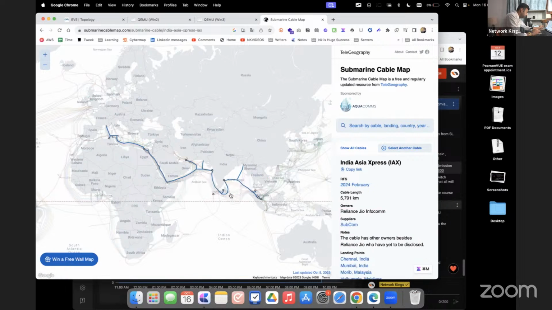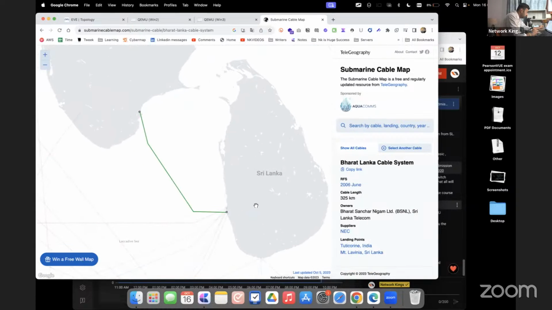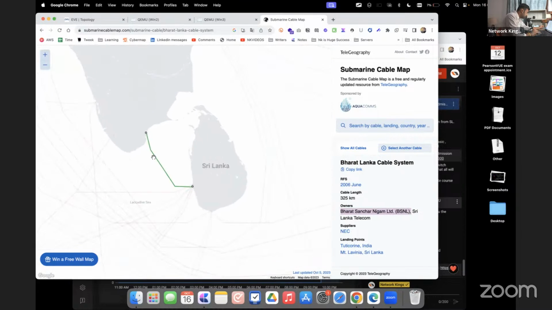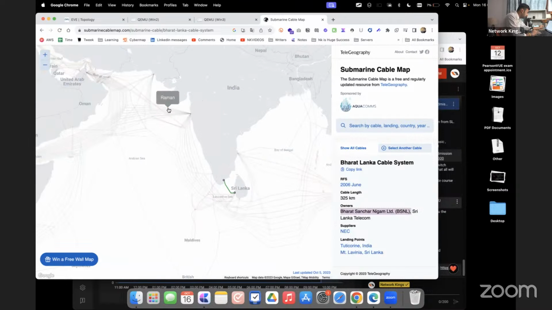If I show you, this is the first submarine cable by India. It's by the Bharat Lanka cable system, from BSNL, 325 kilometers. These are called landing stations, Tuticorin and all. These are called landing points. Mostly in India, all the connectivity is in Mumbai because they are all undersea cables. So explore this website today.